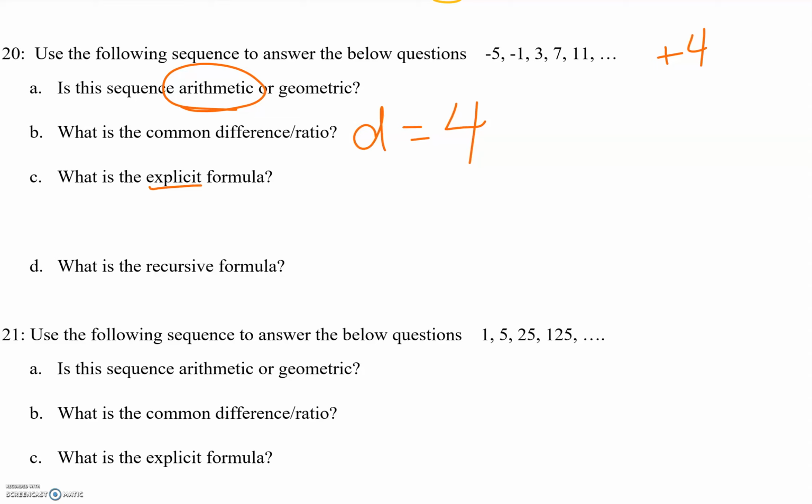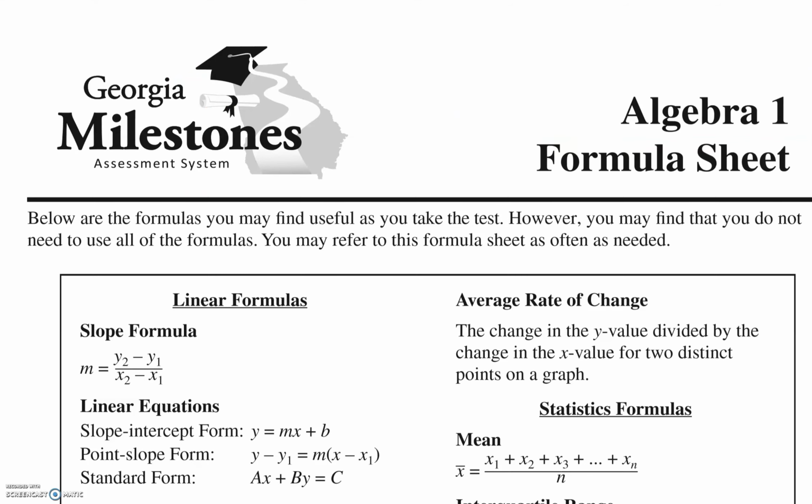So here's where we're going to grab that formula sheet. If you don't have a formula sheet, you may want to pause the video and go find one. You can Google it. It's going to be on the Georgia Milestones Algebra 1 reference sheet or formula sheet. I'm going to pull mine up right here. So you may have this from last semester. If you do, there it is.